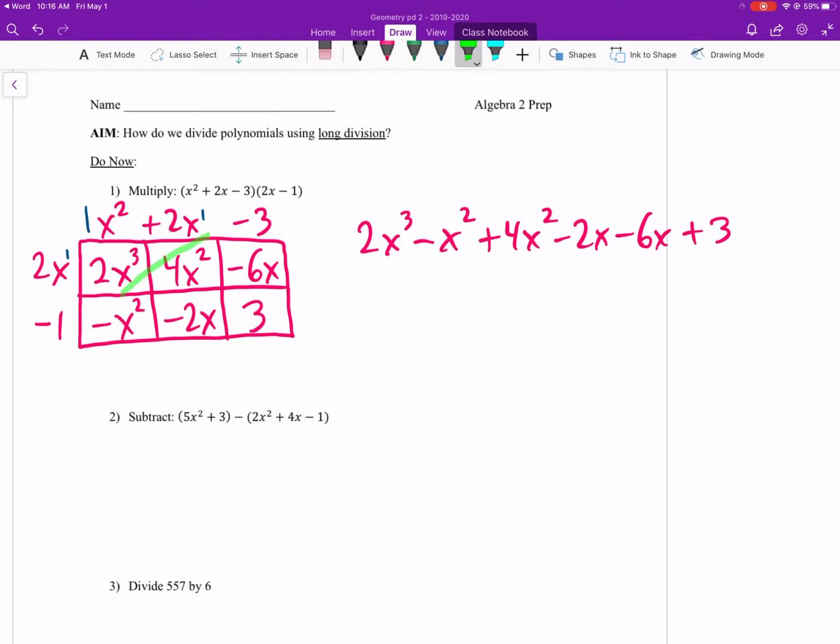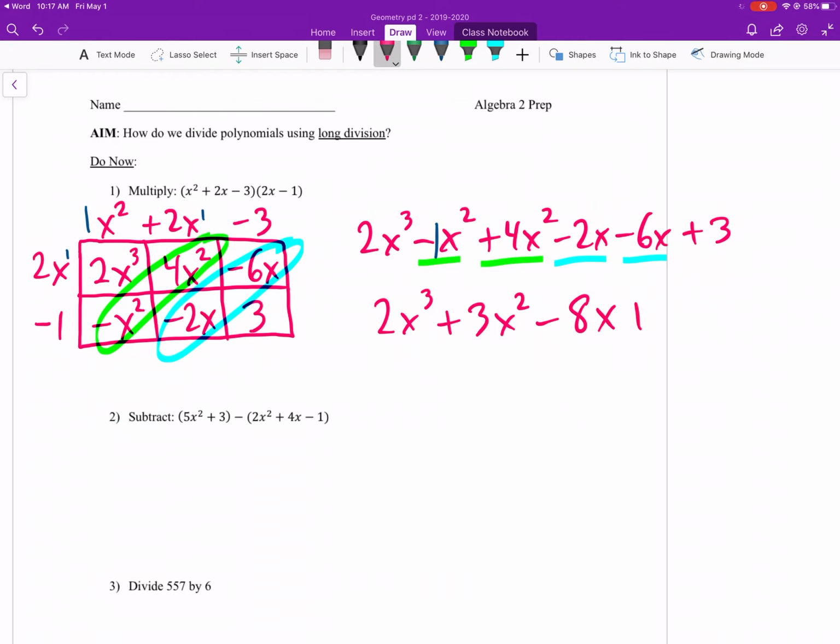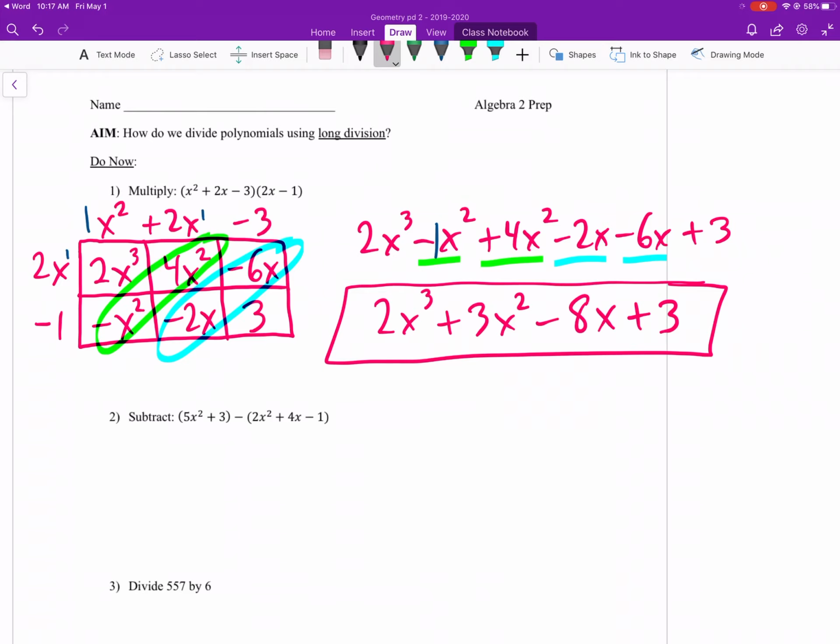Remember, we have our x squared like terms, and we have our x like terms. 2x cubed. Now this is a negative 1x squared plus 4x squared, so that would be 3x squared. Now you have negative 2x minus 6x. If you don't know it, throw it in your calculator. Negative 2 minus 6 is negative 8x and plus 3. And you're done. So multiplying. Huge skill. All right, huge skill involved with today's lesson, long division.